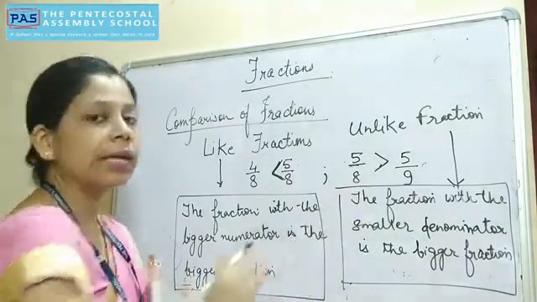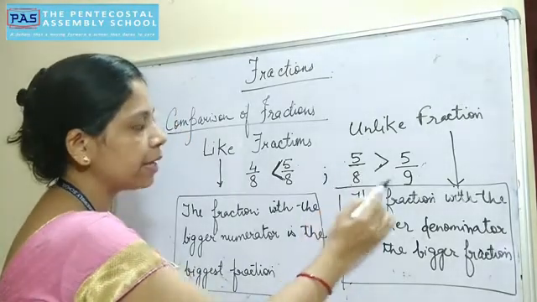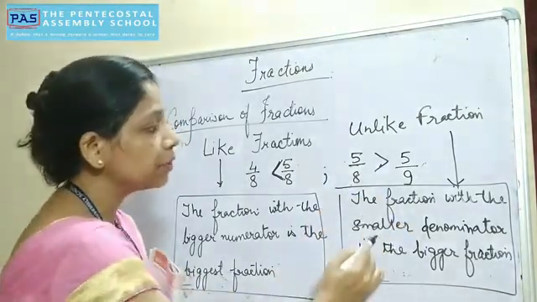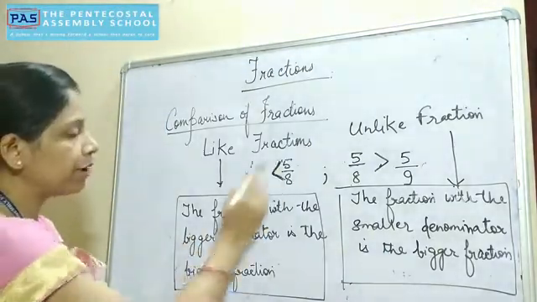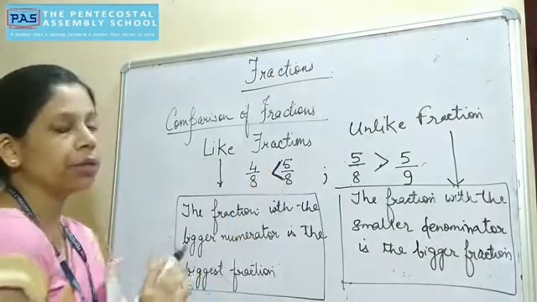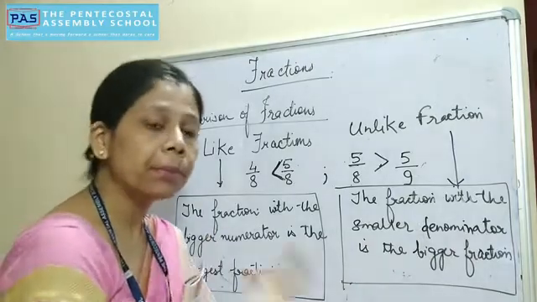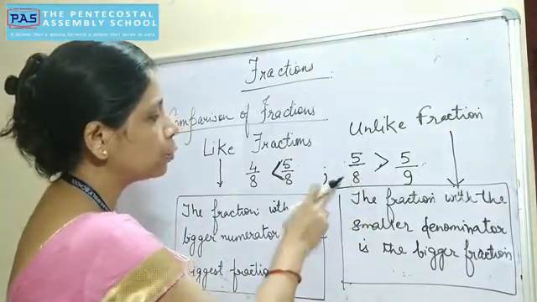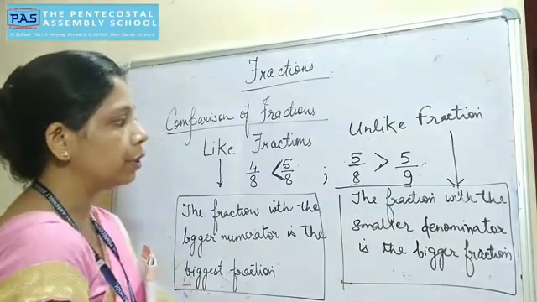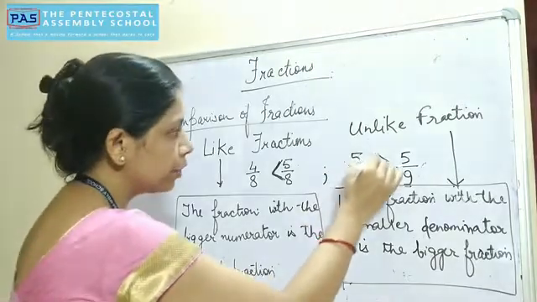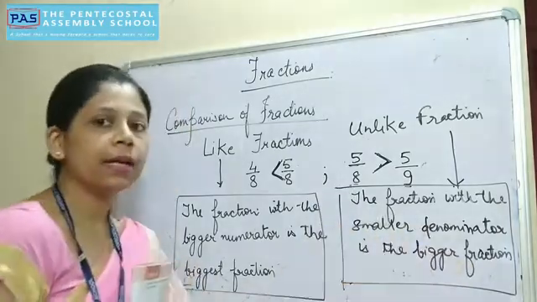Now when I come to unlike fractions, the rule changes. Here, if I have the example 5 by 8 and 5 by 9, the numerators are the same, so the fraction with the smaller denominator is the bigger fraction. Which is the smaller denominator over here? Compare 8 and 9. Which is smaller? 8. So this fraction will be greater. So 5 by 8 is greater than 5 by 9.